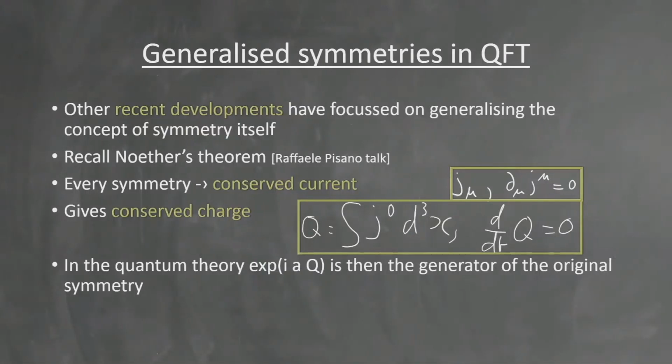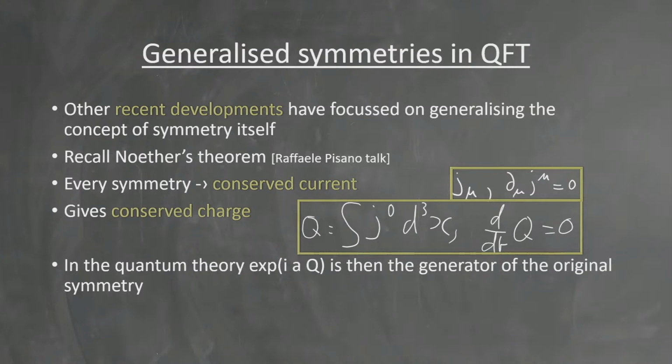But anyway, hopefully people know Noether's theorem, so that you get a current, and it's a conserved current, and then you can produce a conserved charge by taking the zero component and integrating over space. Okay, and dQ/dt just comes from plugging ∂/∂t in there and using that, and you get a boundary term. And in the quantum theory, then the exponential of Q is the generator of the original symmetry.